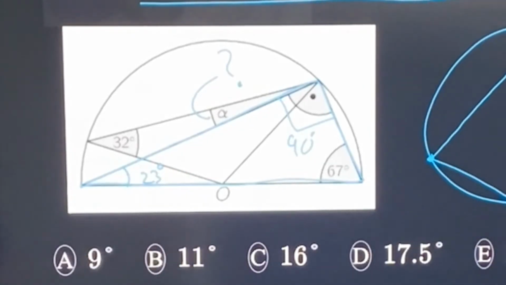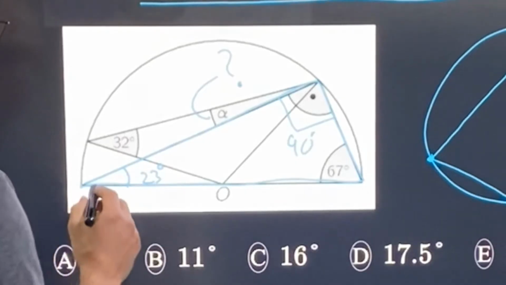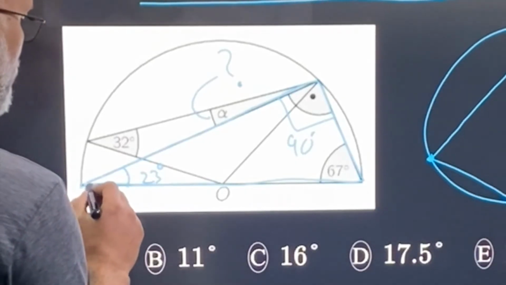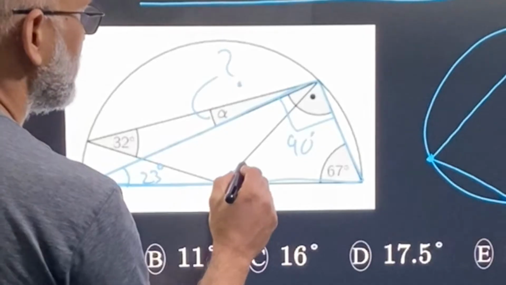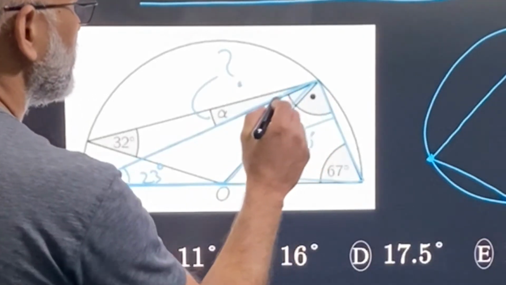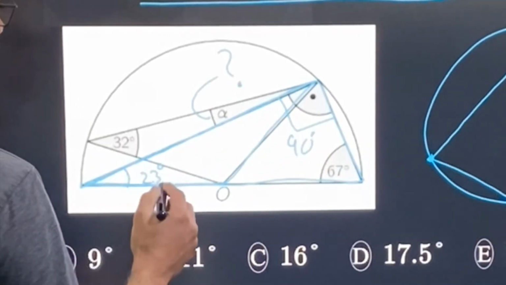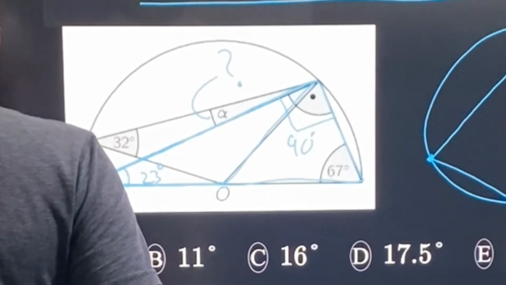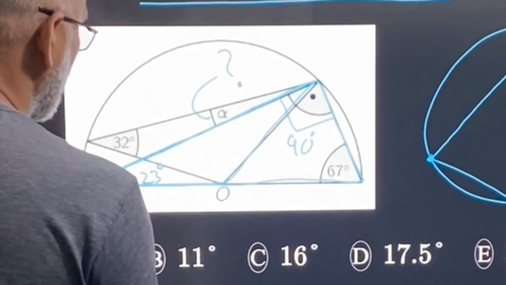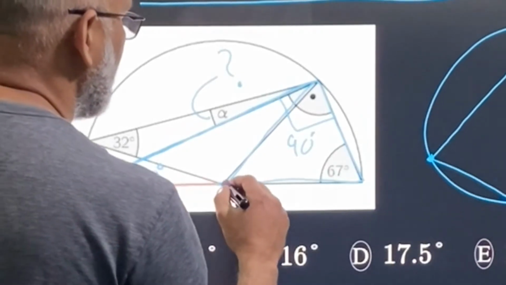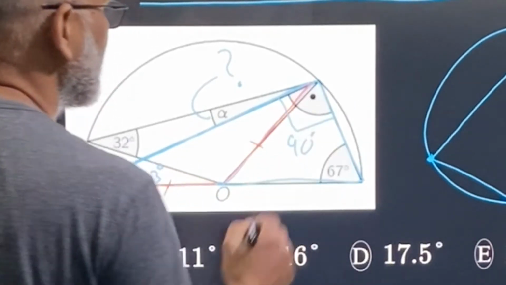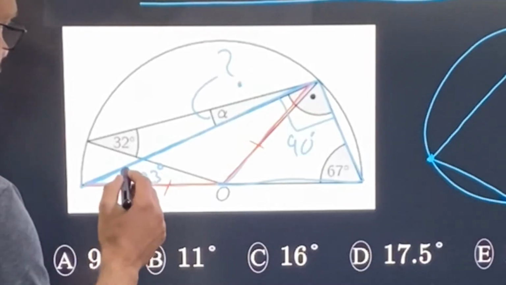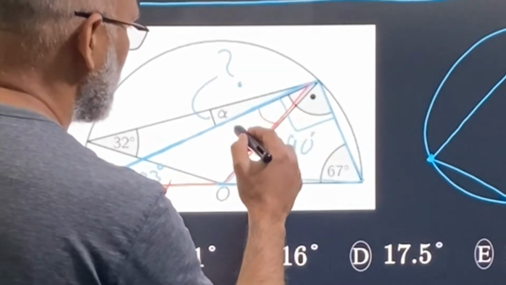Okay. Now, if I look at this triangle here, this is an isosceles triangle, right? So let me just change the color. So this side is same as this side, lengths are the same, they are the radius, right? So if this is 23 degree, this has to be 23 degree too.